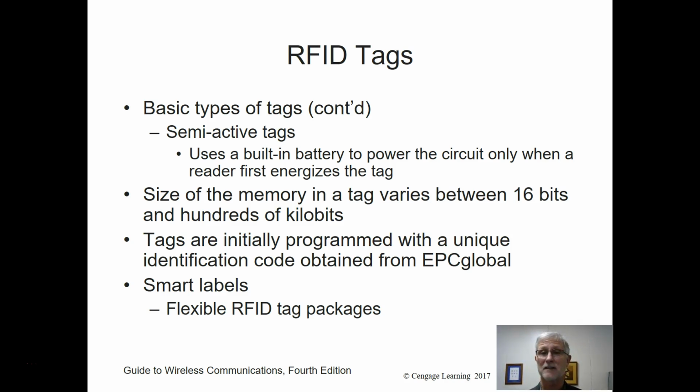Now, the size of the tag varies between 16 bits and hundreds of kilobits, depending on how much memory you're going to put in there. So it just depends on how much information you want to track, how long you want to track it, and what information. If you were going to use these for livestock, you may want to do it from birth to death, where they roam, what they ate, so just tons of information, and how long you want to keep it. You may want to make sure you have more data stored than less.